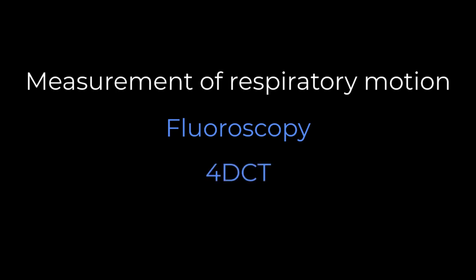There are a couple ways to do that. A simple way would just be with fluoroscopy. So that's just taking planar images, movie images from one direction, or potentially two directions, and looking at the motion of the tumor. That's not great for soft tissue visualization, and it can't really be used in treatment planning directly. So the second method is called 4D CT, four-dimensional computed tomography.